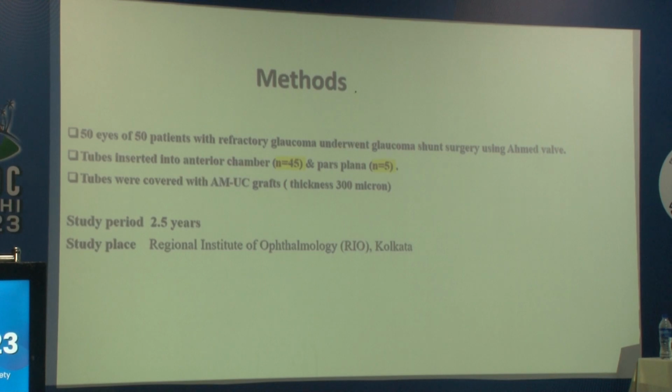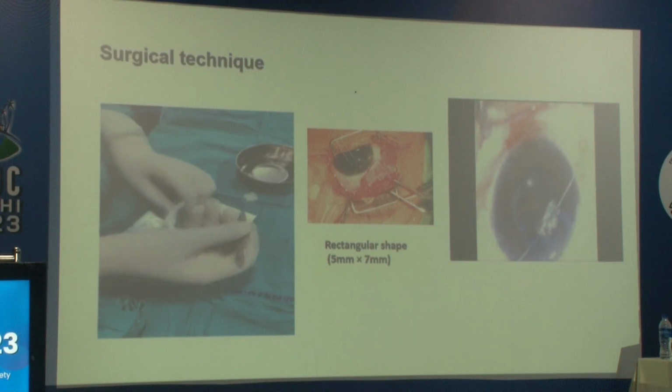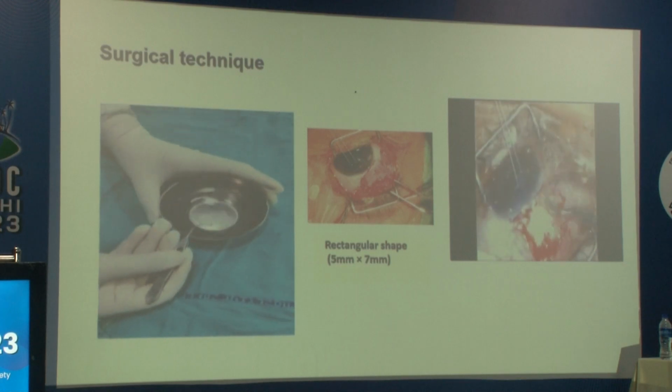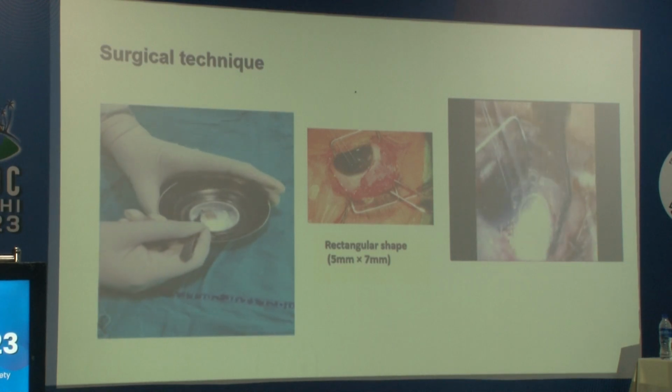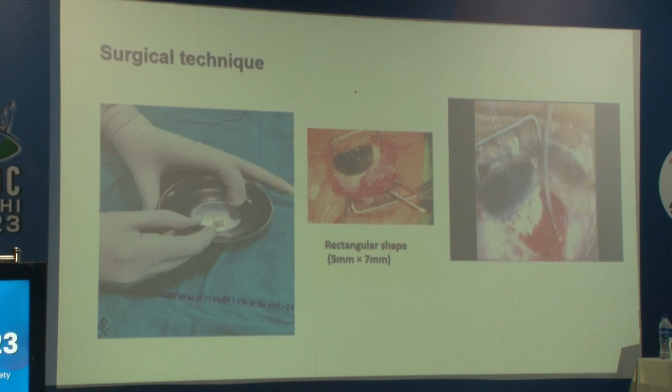The method: 50 eyes of 50 patients with refractory glaucoma underwent glaucoma shunt surgery using the Ahmed valve, and the tube is inserted into the anterior chamber and the pars plana. The tube is covered with an AMUC graft, and the study period was 2.5 years at RIO Kolkata. This is the surgical technique. Before implantation, the graft was rinsed and reconstituted with balanced salt solution 20 minutes before surgery, then cut into a rectangular shape of 5 mm by 7 mm, placed over the tube portion of the valve, and secured to the underlying sclera with 9-0 nylon.